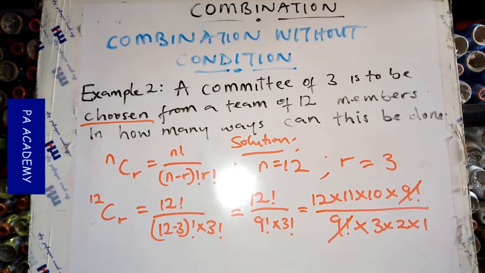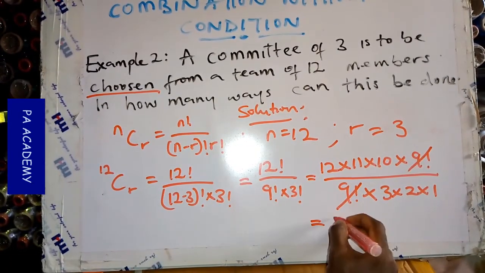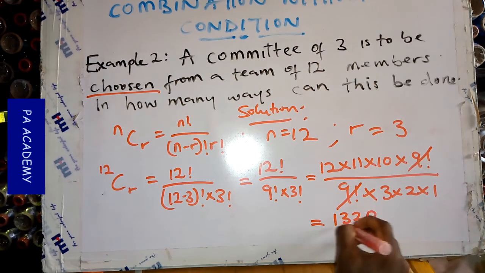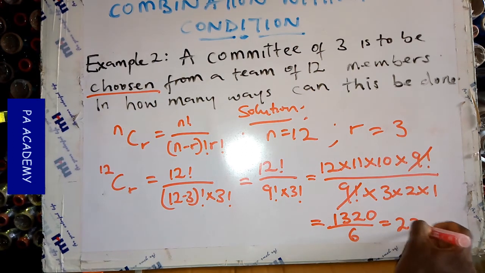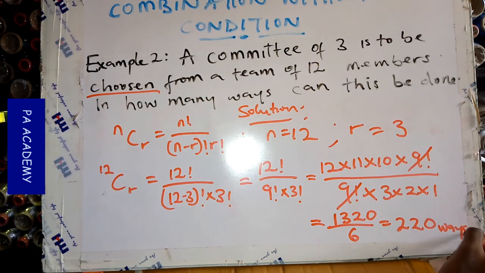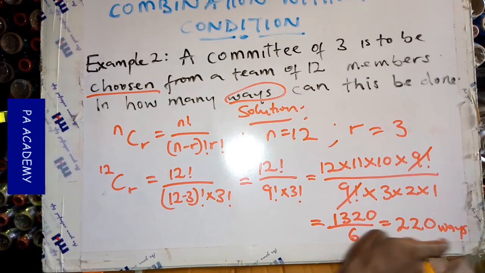Now let's look for the value of 12 times 11 times 10. If we have 12 times 11 times 10, that is 1320. So 1320 over 3 times 2 times 1, that's 6. So let's divide it, 1320 divided by 6. That will give us 220. So don't forget ways. The question is asking us in how many ways? So once you get your answer, add ways to it.